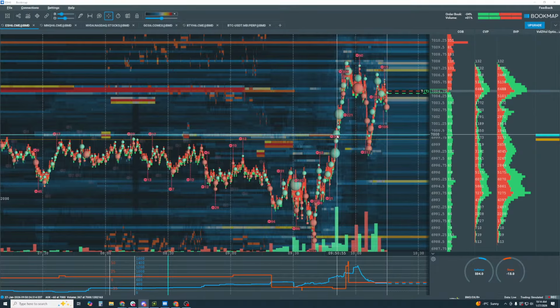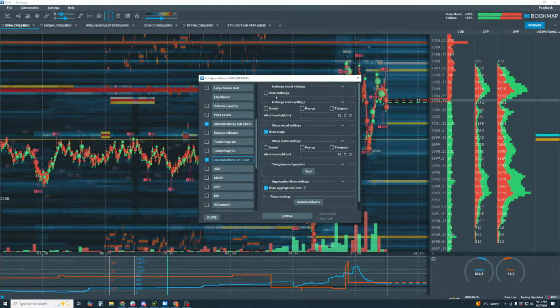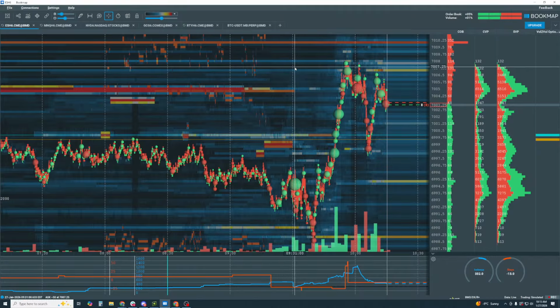So what do I mean here? In fact, we're going to have to come up here and turn off the stops and icebergs. Hold on just a minute. Just the stops here for now.